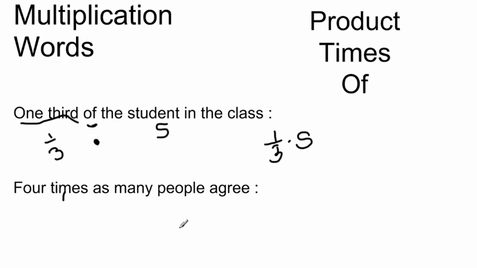If I see 4 times as many people agree, I'll use a variable for the number of people that agree. We'll call that P. You can call it anything you'd like. And if it's 4 times as many people, I'm seeing the word times, that's a multiplication word. So it'll be 4 times P, multiply. The product of 4 and P.